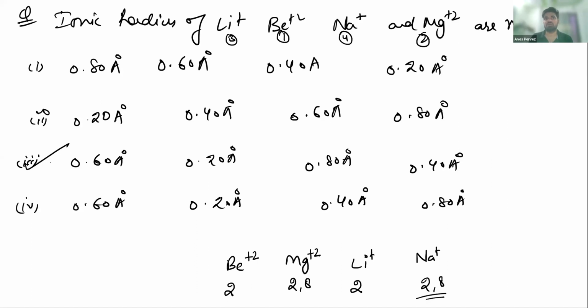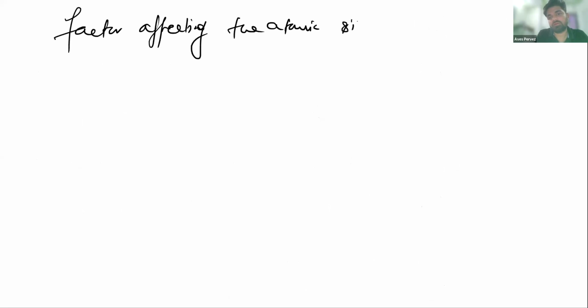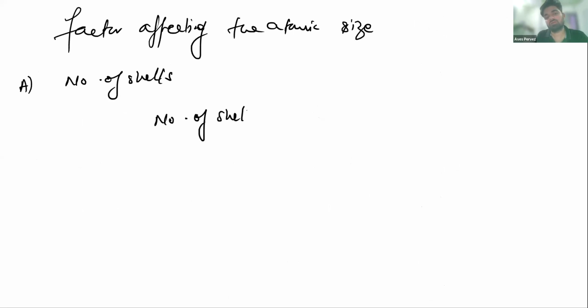The next topic is factors affecting the atomic size. First one is the number of shells. If the number of shells increases, then we will say that the size increases. So this arrow indicates an increase in size. Got it?